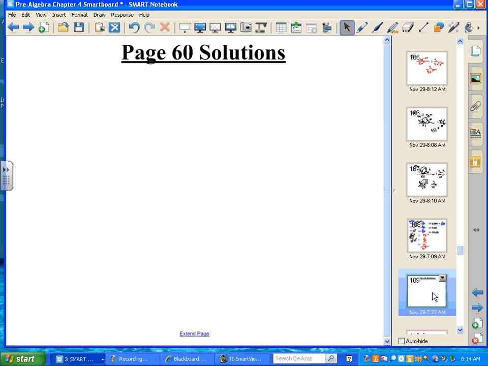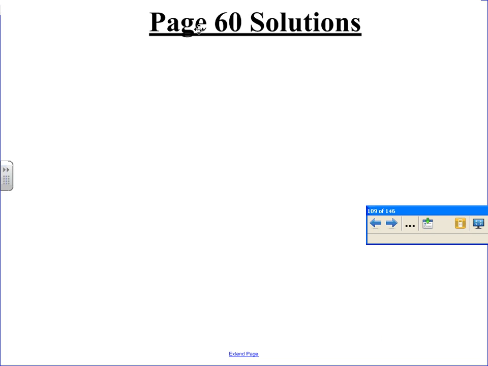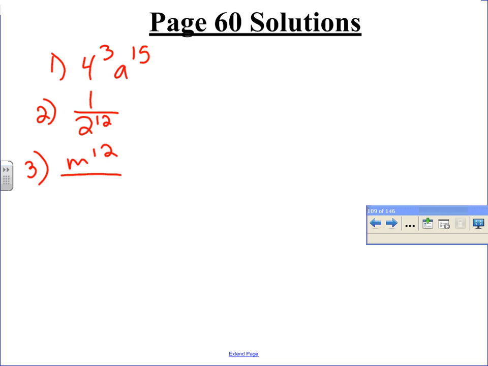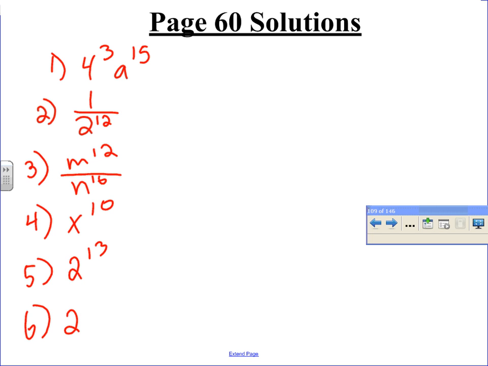Okay, page 60 homework. You guys had 1 to 15. So let's go over these. I'm going to read them. Number 1 is 4 to the 3rd, a to the 15th. Number 2, 1 over 2 to the 12th. Number 3, m to the 12th over n to the 16th. Number 4, x to the 10th. Number 5, 2 to the 13th. Number 6, 2 to the 2nd, 4 to the 3rd, x to the 14th, y to the 6th. You guys okay? 7, x to the 16th.